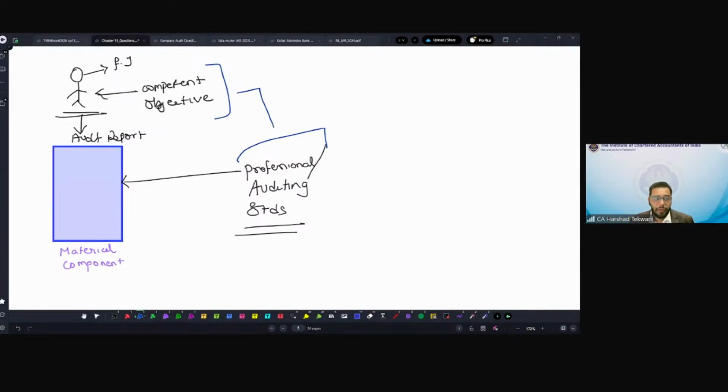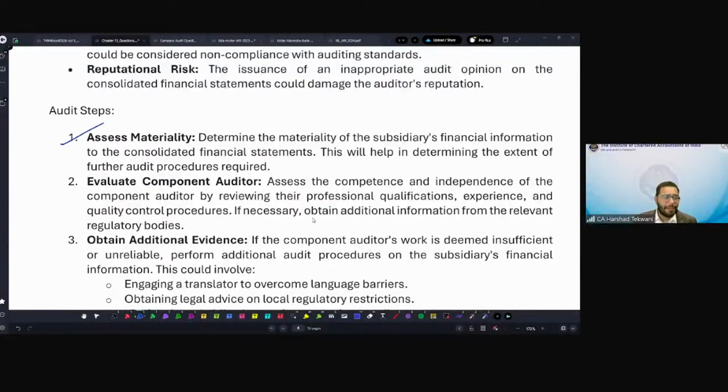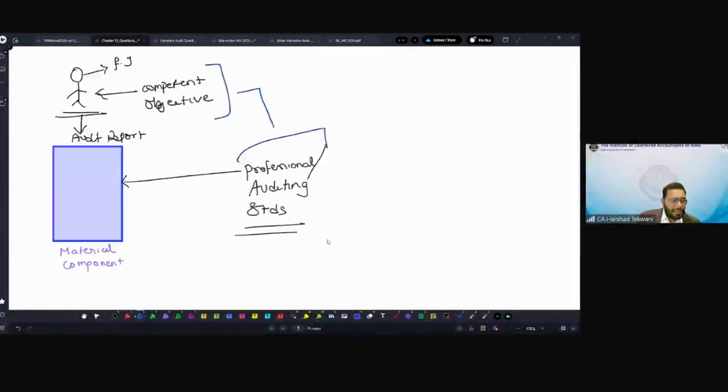Any doubt? So let's quickly see the answer also. So first, assess the materiality. Yes, we will do that, because to understand whether this particular component is a material component or not, I need to assess the materiality. That is for sure.